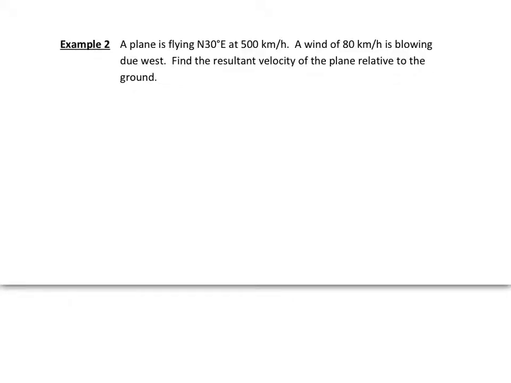Okay, continuing on with our last example. It says a plane is flying north 30 degrees east at 500 kilometers per hour. So let's draw a picture of that using the quadrant bearing.